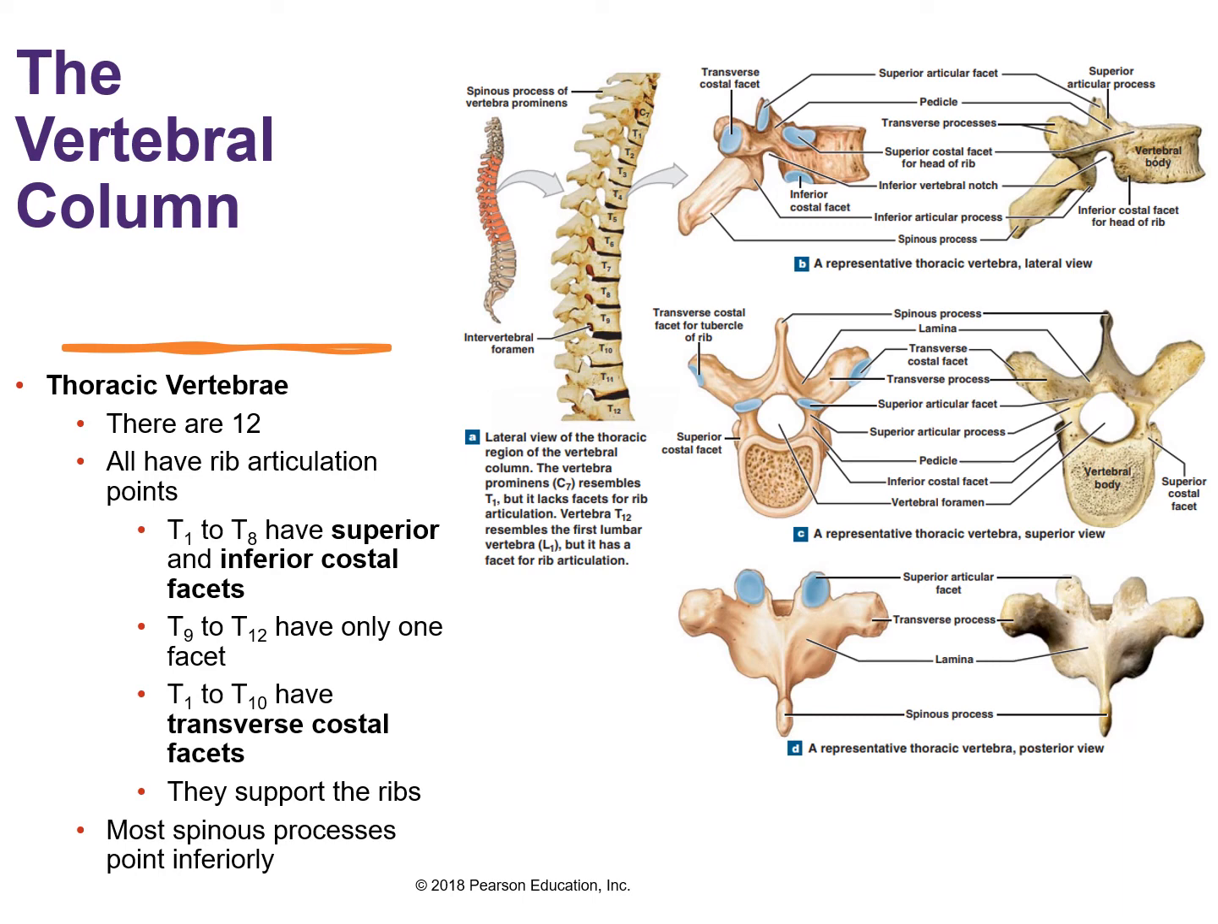Thus ribs 1 through 10 contact the vertebrae at 2 points, at a costal facet and at a transverse costal facet. And this dual articulation with the ribs limits the mobility of the thoracic vertebrae. Okay.